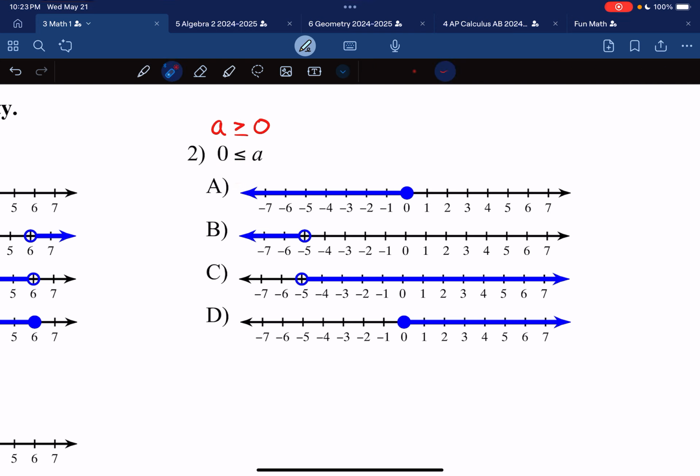And again, we kind of do the same thing. Now that the variable's on the left, this arrow is saying we go to the right, and that is between C and D. We have eliminated A and B. And I need an equal to, I need a closed point. Therefore, the correct answer here is D. And indeed, A is greater than or equal to 0.